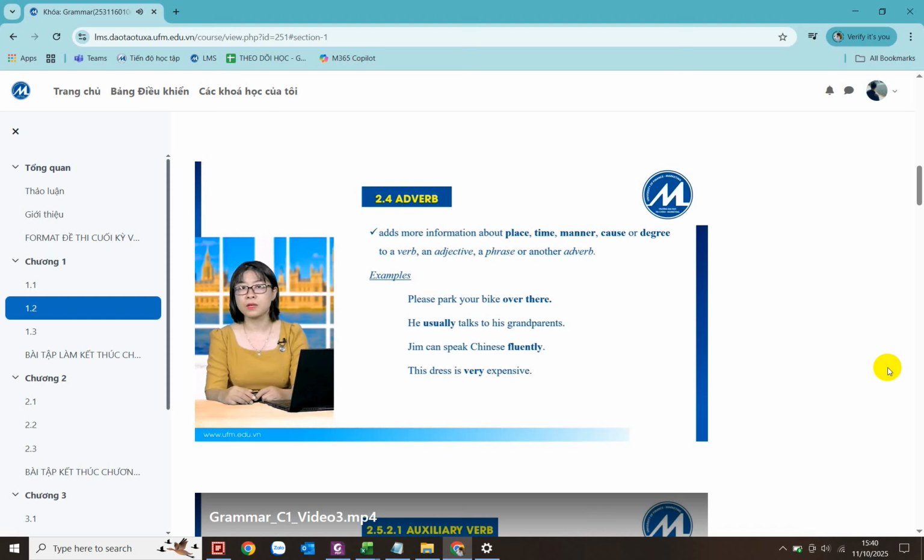He usually talks to his grandparents. So usually gives the information about frequency. Jim can speak Chinese fluently, so fluently gives information about the manner. And this dress is very expensive, so very gives information about the degree.